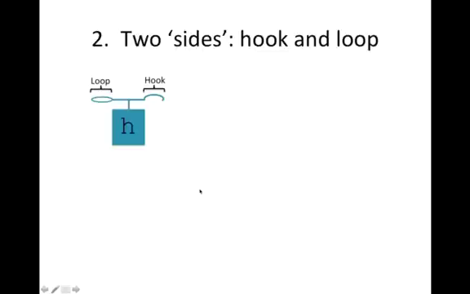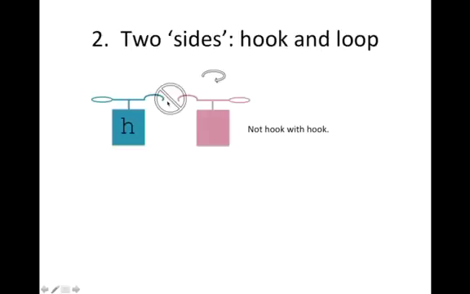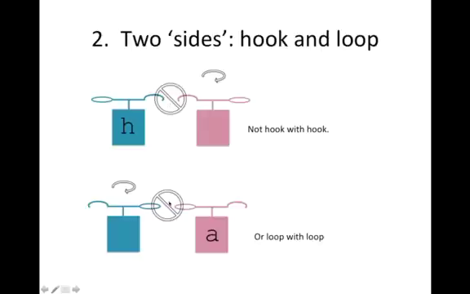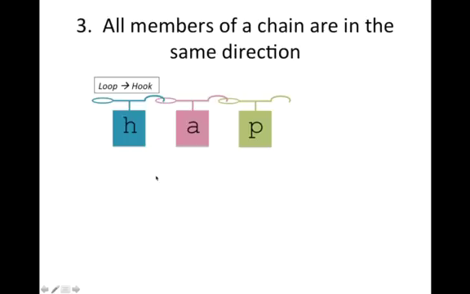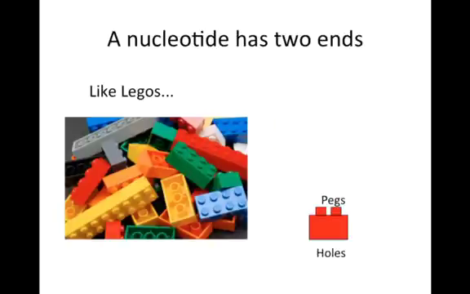The next point I'd like to make that also applies to nucleotides is that each letter has 2 sides. It has a loop and it has a hook. And the hook goes with the loop and the hook goes with the loop to make a chain. A hook does not go with a hook and a loop does not go with a loop. Okay? The third thing is that because of this hook-loop structure, all members of the chain are in the same direction. So if the H goes from loop to hook, then the A goes from loop to hook, and the P goes from loop to hook. So those are the 3 points I want to make about that for right now.